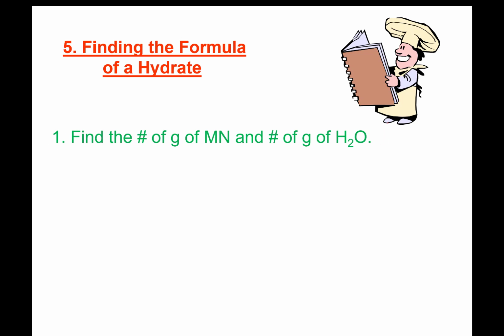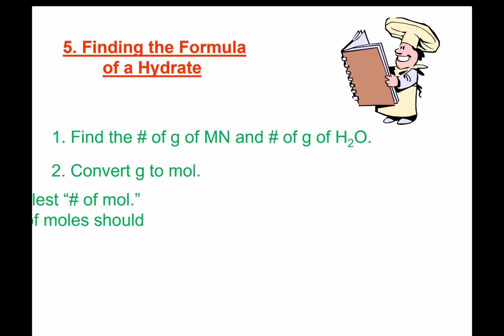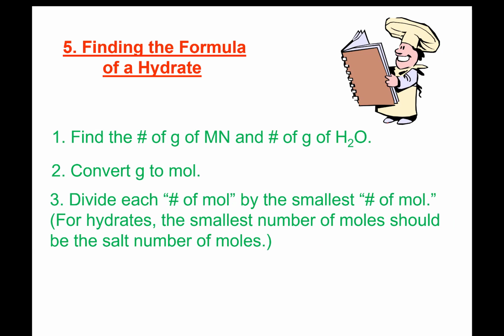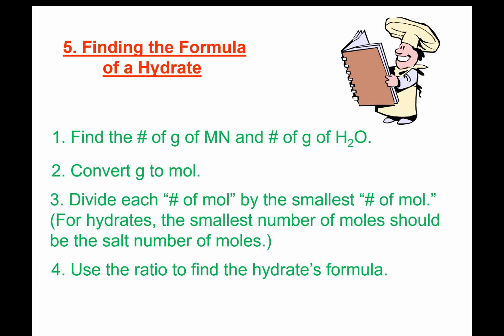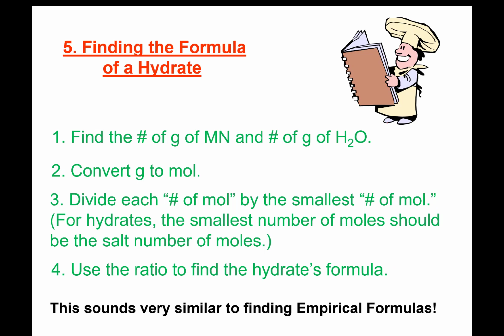You're going to find the number of grams of your ionic compound or your salt and the number of grams of water. Convert your grams to moles. You're going to divide each number of moles by the smallest number of moles. For hydrates, the smallest number of moles should be the salt number of moles. So you should always have one salt for however many waters there are in your formula. Keep that in mind. And then use the ratio to find the hydrate's formula. This sounds very similar to finding empirical formulas. So hopefully it's not too bad.